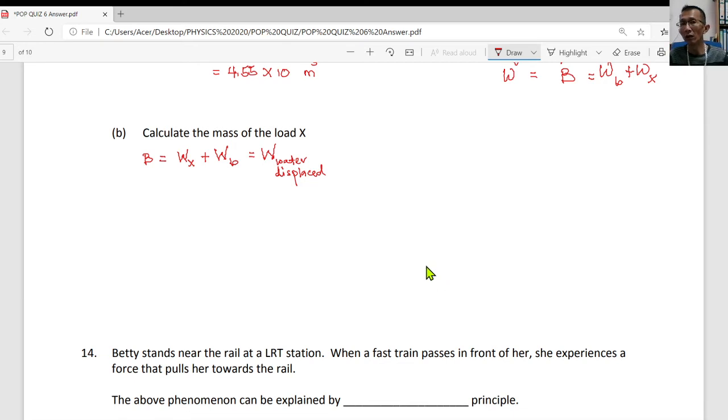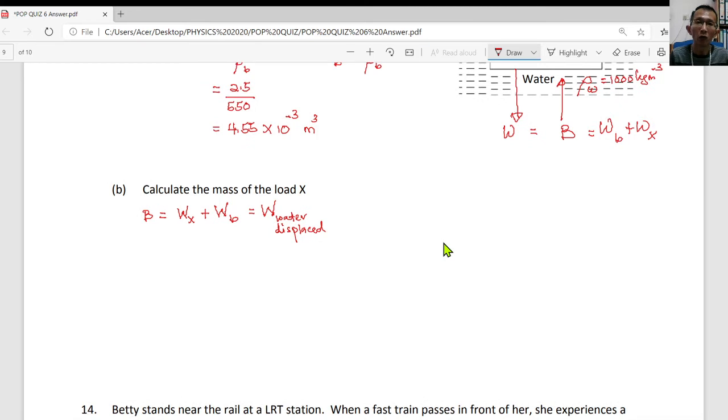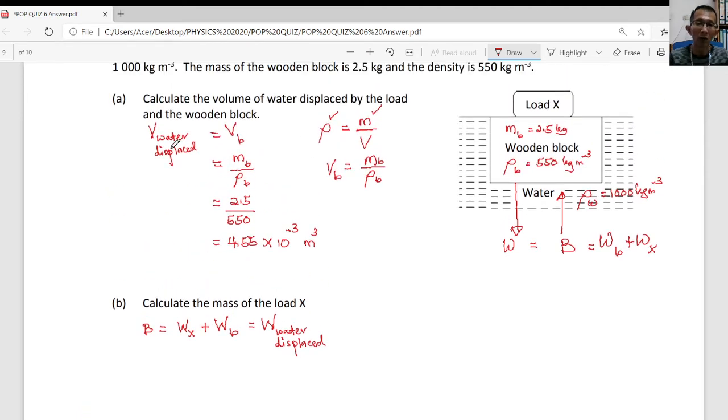Alright, so that's what Archimedes says, right? Try to digest that information first. Make sure you understand what we are talking about. Okay, so do we know the weight of the water displaced? So if I go up for the water displaced, I know that I am given the density of water. So there must be a purpose. There must be a reason why we are given the density of water.